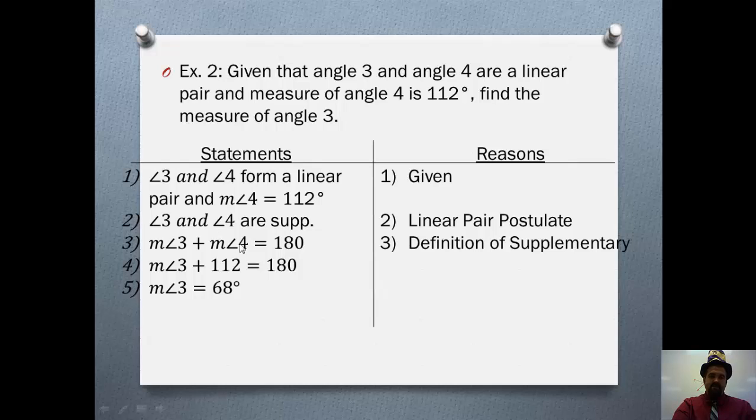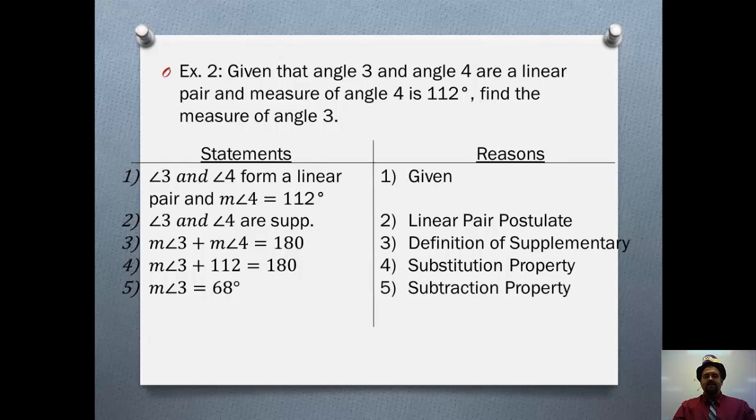Then for 3 to 4, the only thing I changed here was that I substituted in, or replaced, measure of angle 4 with 112. Right here, I substituted or replaced: substitution property. Then I subtracted 112 from both sides. If I subtract anything from both sides, you should know it's a subtraction property. Perfect. I proved it. I've given my reasons. You could follow this. And if you didn't know what I was talking about, you could look at the reason on how I got from one step to another.